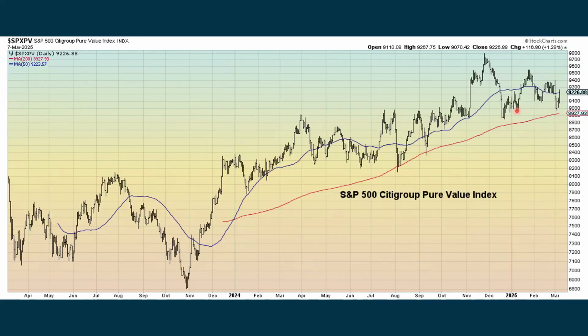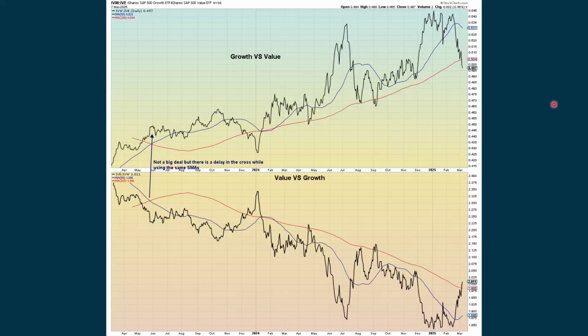Value is also in an uptrend, and it hasn't really been screaming to the upside, but it hasn't been falling down the way growth has. And that's why we're seeing a real shift in our growth to value ratios right now. Then we do some ratios by themselves here, just looking at growth versus value, showing how growth has been outperforming but pulling back. Here's an inverse of that same ratio, showing how value's been underperforming but bouncing back lately. And this is what we're keeping an eye on.